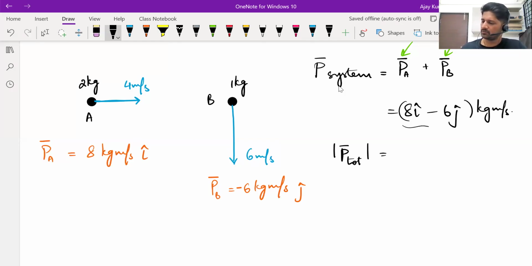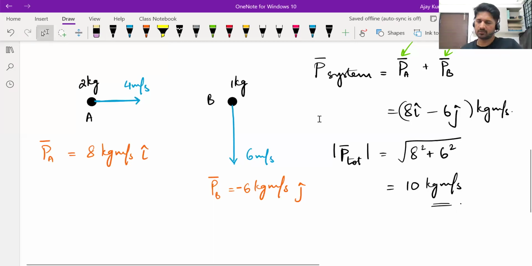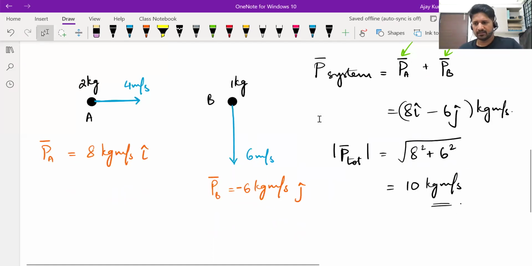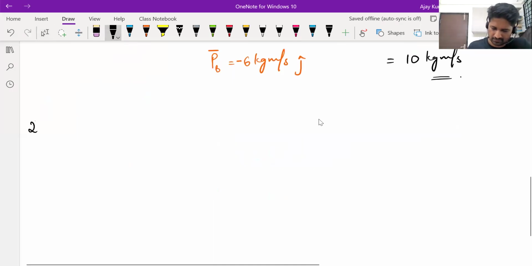Vanilla, tell me how to calculate the magnitude of this vector. Root of 6 square plus 8 square. Root of 8 square plus 6 square becomes? 10, sir. 10 kg meter per second is the net momentum of this system. It's not 14. Okay, fine. So just keep in mind that momentum is a vector quantity, not just in this question. Any physics question, if you are dealing with vector quantities, you have to use the procedure meant for vector quantities. Okay, fine. Another question.